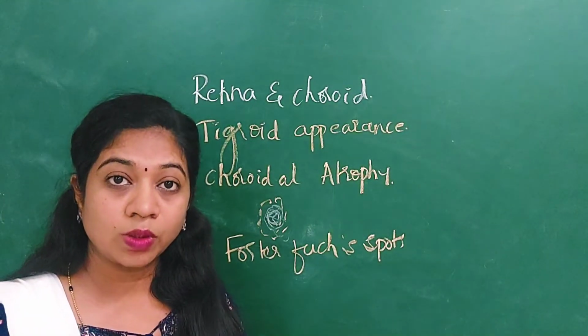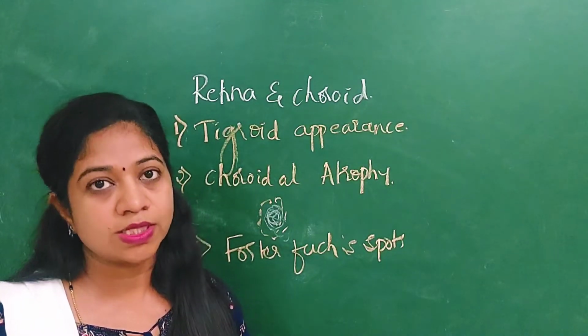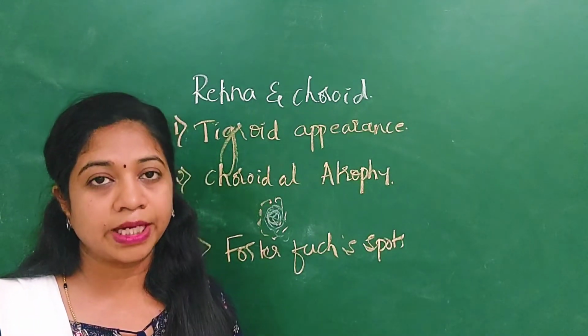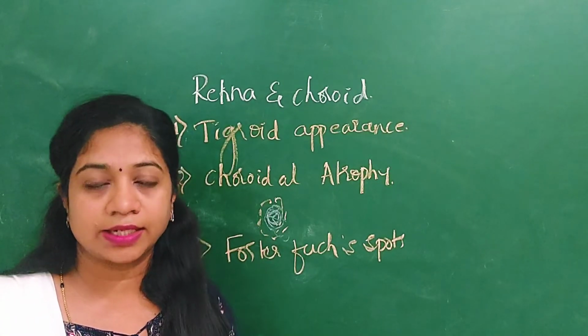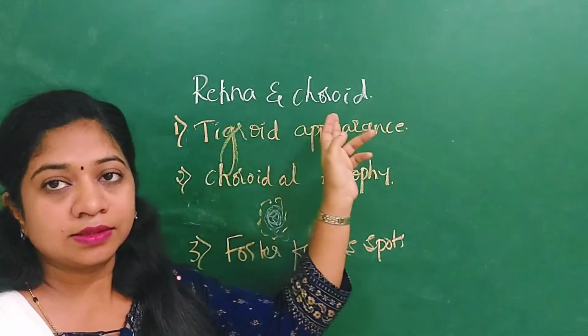There can be even total retinal atrophy sometimes. The lattice degenerations and the snail track degenerations are also seen in the periphery with the retinal break or the retinal tear and even the retinal detachment. So these are the changes in the retina and the choroid.